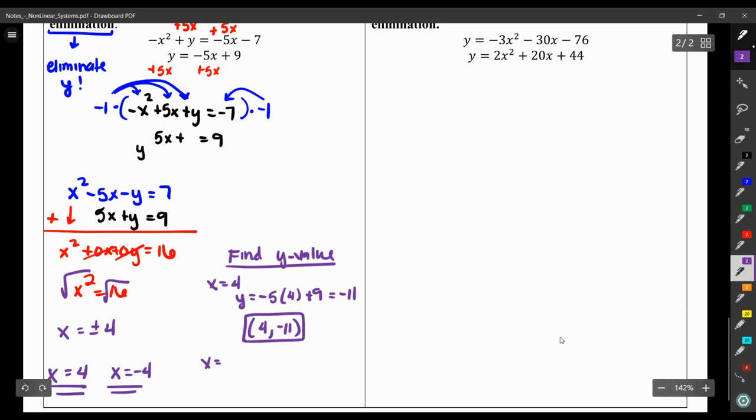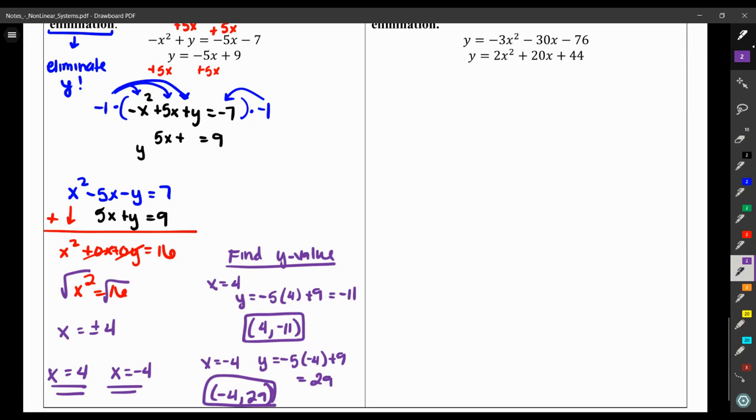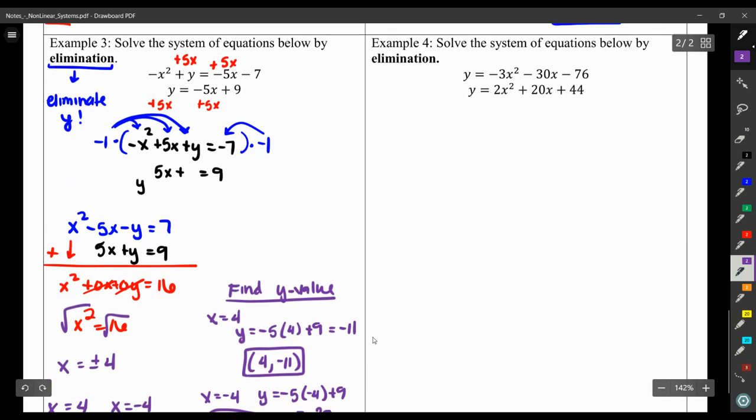Then we need to substitute in negative 4, and you're not going to end up with the same answer as before. So negative 5 times negative 4 plus 9 results in negative 5 times negative 4 is a positive 20. 20 plus 9 makes 29. So your other solution is negative 4 comma 29. So just because one's positive and one's negative doesn't mean you're going to end up with the same solution, just opposite signs. I'm going to help you start the last one, and then I want you to finish solving the last one on your own.